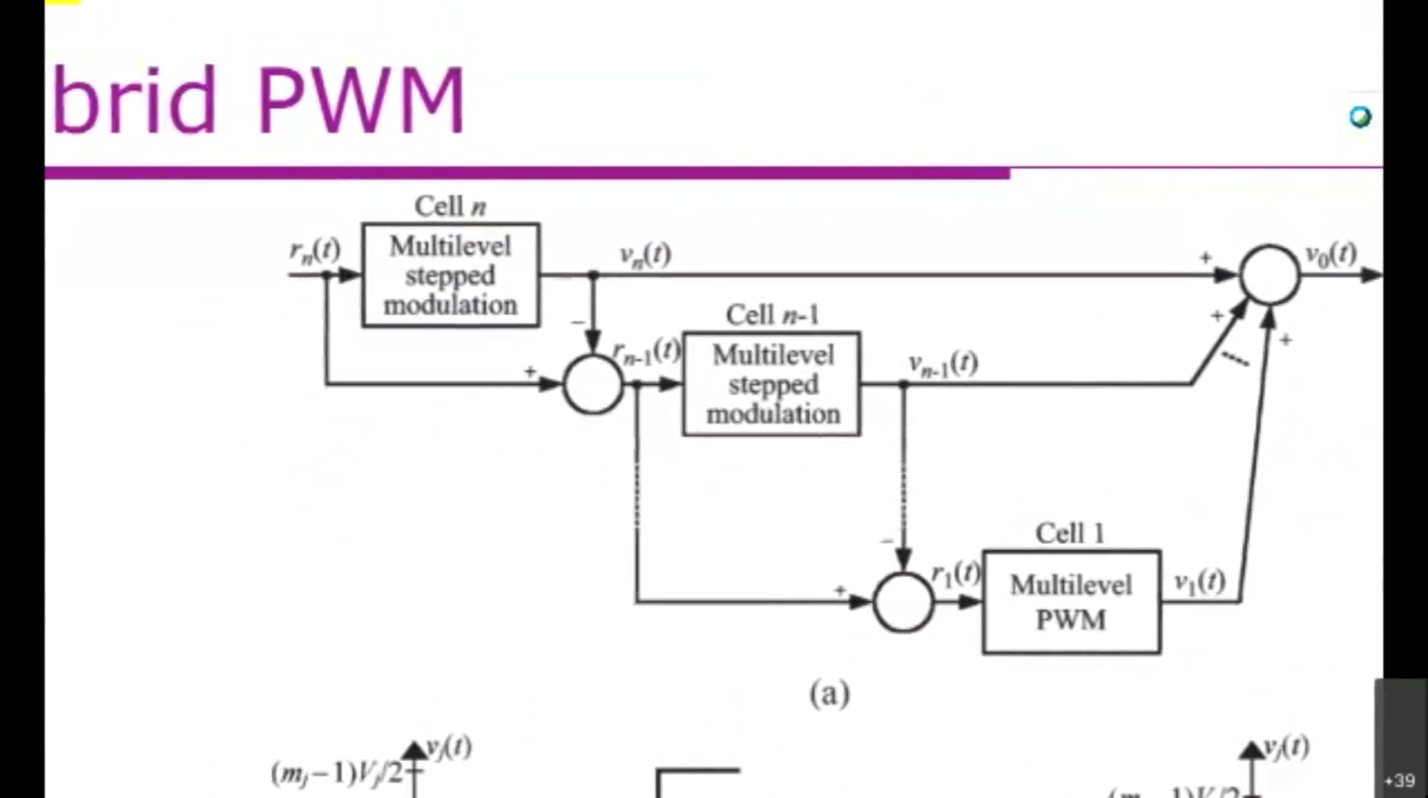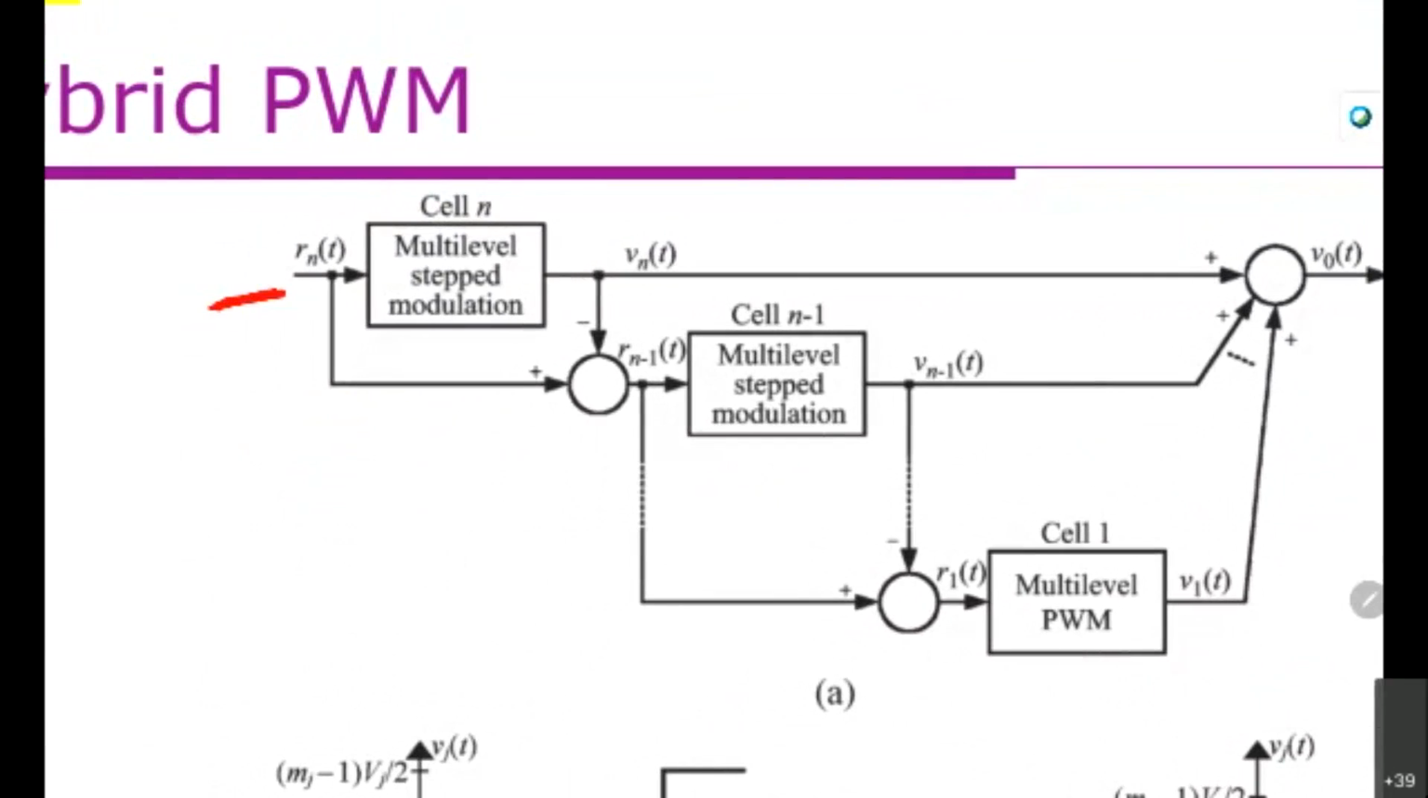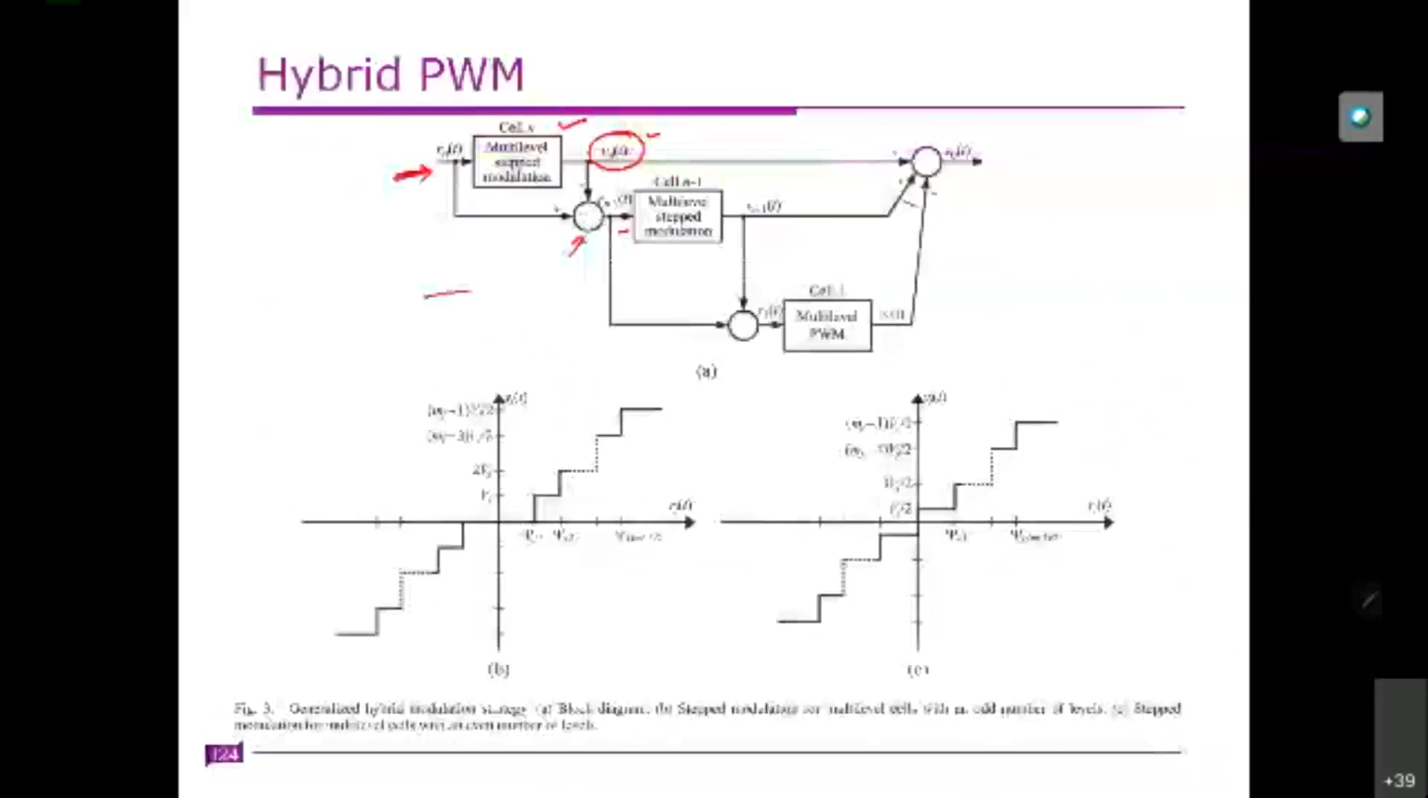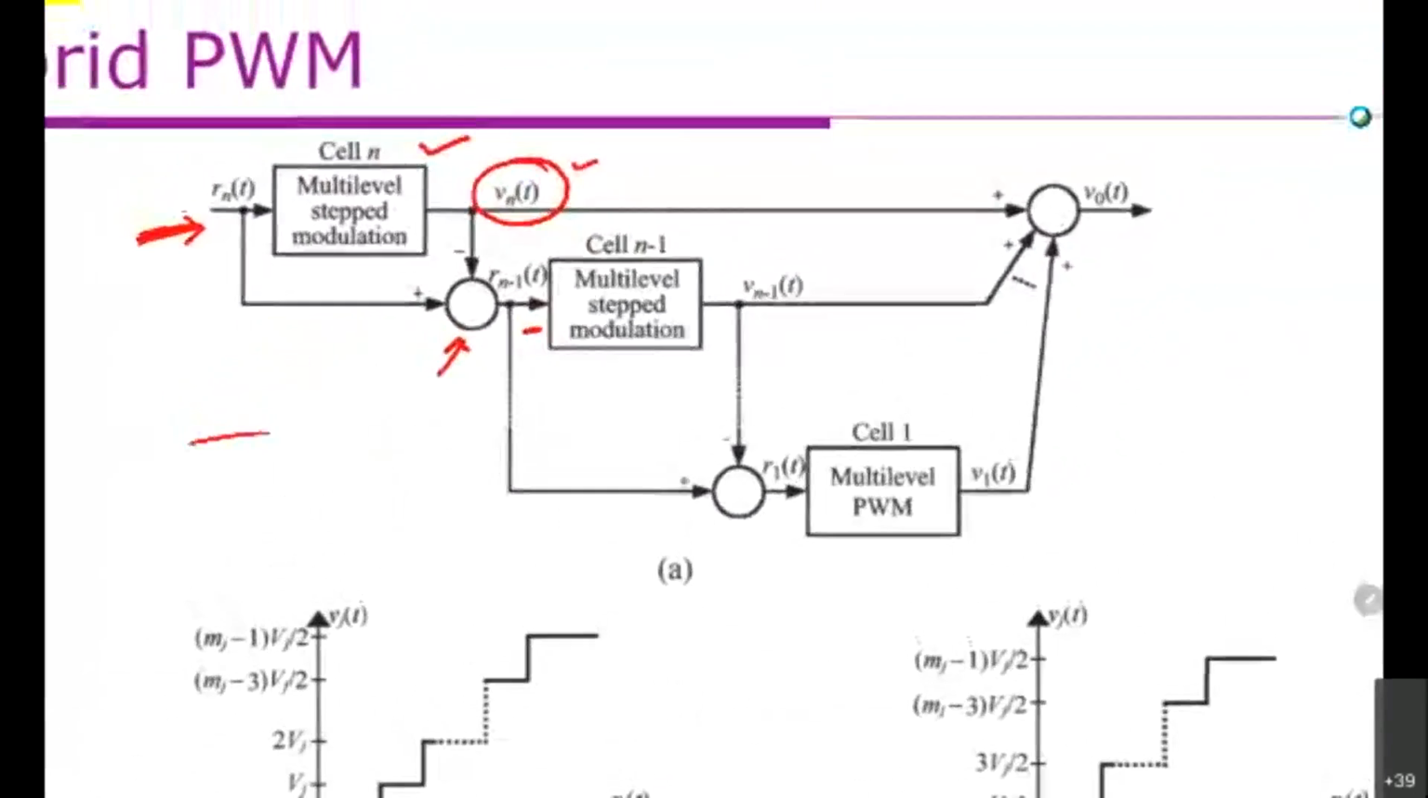This is the original output voltage that is required. First the N cell is operated, and this is the output voltage produced by the N cell. This is the subtraction of the original, or required, modulating signal and the output voltage of the nth modulation, and this is the modulation for the n-1 cell. Clear? So this is the modulating signal for the n-1 cell.